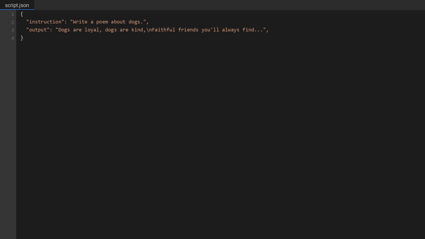The simplest SFT format is an instruction-output pair. The instruction field contains what the user wants: "Write a poem about dogs." The output field contains the ideal response the model should learn to produce. During training, the model sees the instruction, generates a response, and the loss is computed against the target output. Over thousands of examples like this, the model learns the pattern: when someone asks me to do something, I should actually do it.